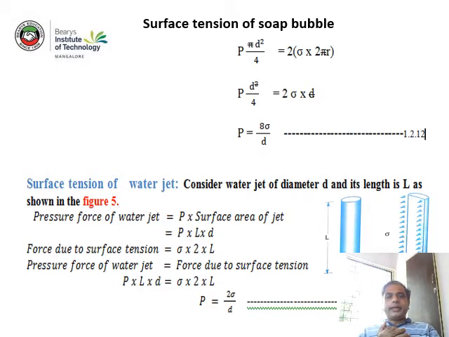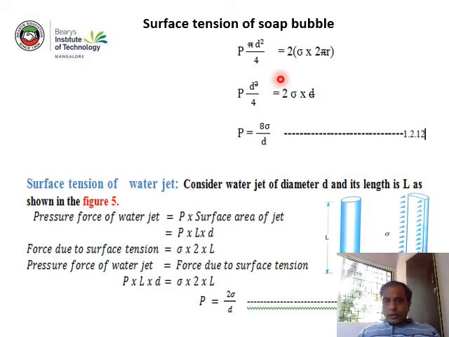Now I take a soap bubble. Soap bubble means here inside also there is air, outside also there is air. So surface tension has to be multiplied by two. Inside also there is air media, outside also there is air media. So this pressure force is equal to twice the surface tension. So you equate both, we get one more relation for P and sigma. It is for the soap bubble.